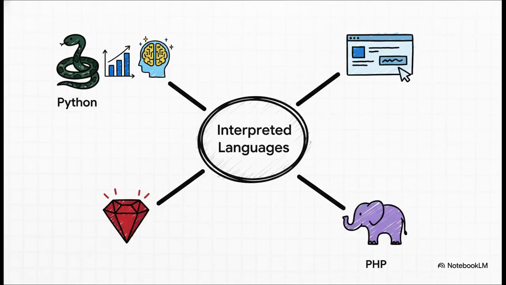Interpreted languages are absolutely everywhere, especially when you want to build and test ideas quickly. Think about data scientists using Python to experiment with models, or pretty much the entire interactive web, which is powered by JavaScript. It's all about that rapid feedback loop.